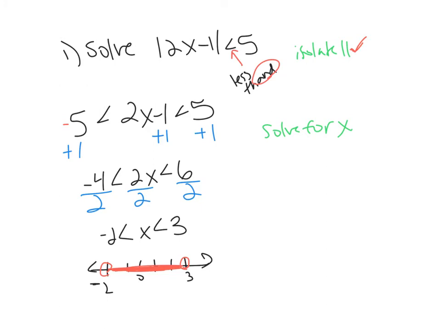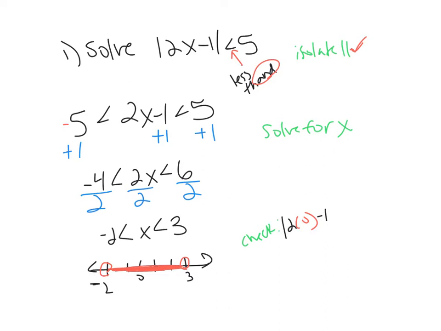And how can we be sure? We can always check. So how do we check? We check by plugging into the original problem. Okay, so my original problem was 2x. Well, let's pick an x that's shaded. The easiest number to plug in would be 0. Let's plug in 0. Because 0 is shaded, so it should make a true statement.